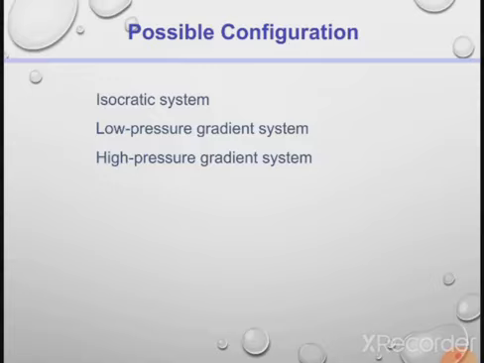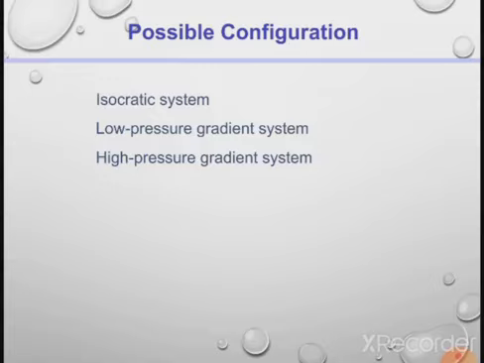Then next is the high pressure gradient system. That means each mobile phase is forcefully pumped by the pump into a mixer, and various compositions are pumped according to a series of valves. Such a type of mixing is called the high pressure gradient system, because this mixing is achieved under high pressure with the help of the pump.